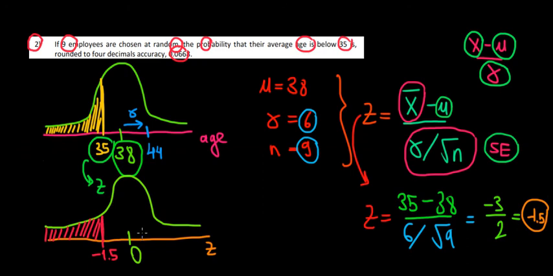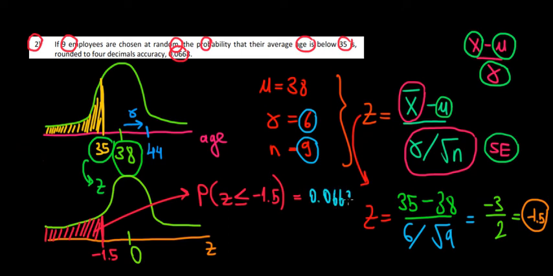So if we check the z distribution, the z table, the probability that the z value is less than or equal to minus 1.5 is equal to 0.0668, which is the same as 6.68%. That is the proportion of that tail, meaning that the probability that the average age of a random sample of 9 people is below 35 years is going to be equal to 6.68%. That's what we just proved. Hope this all makes sense.